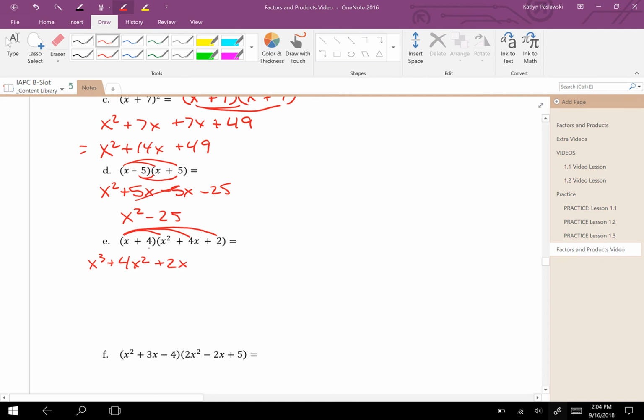Now the second term, 4 multiplied by x squared is positive 4x squared. 4 times 4x is positive 16x, and positive 8. Now combining like terms where possible. There's nothing that can combine with x cubed. Now I'm going to go into x squared. So what is 4x squared plus 4x squared? So it gives positive 8x squared. 16 plus 2 is plus 18x, and plus 8.